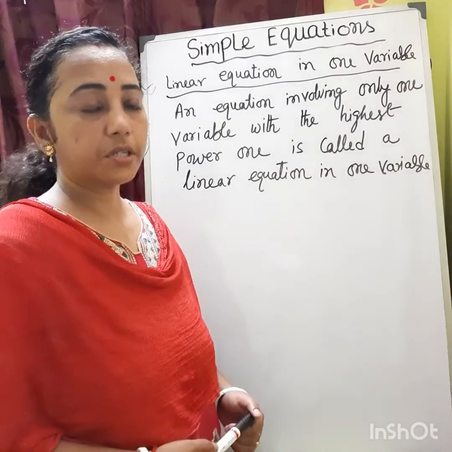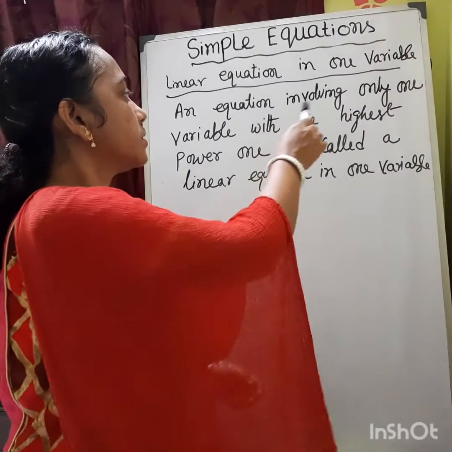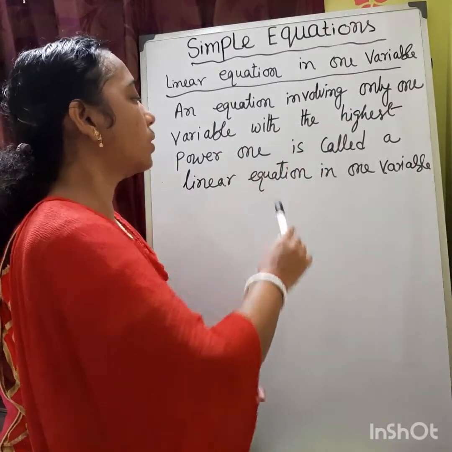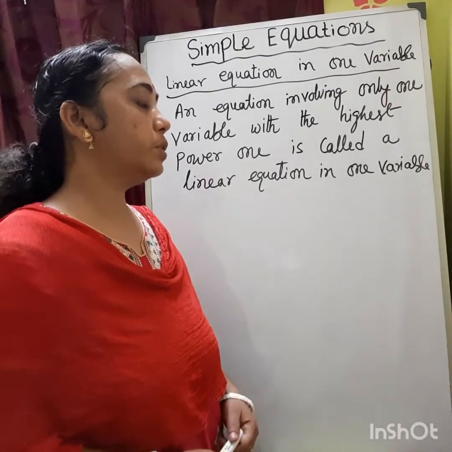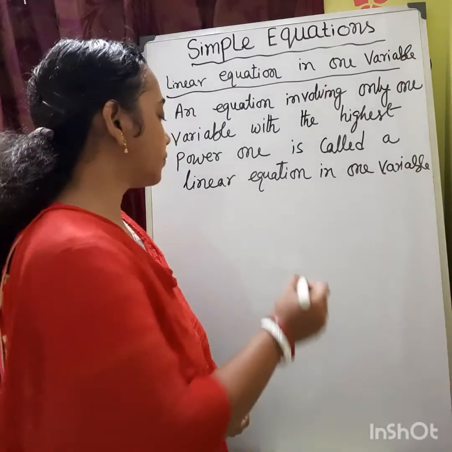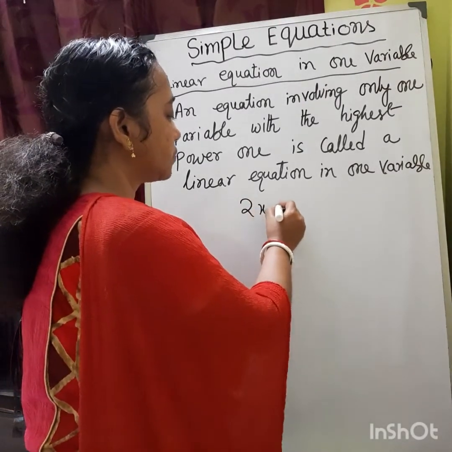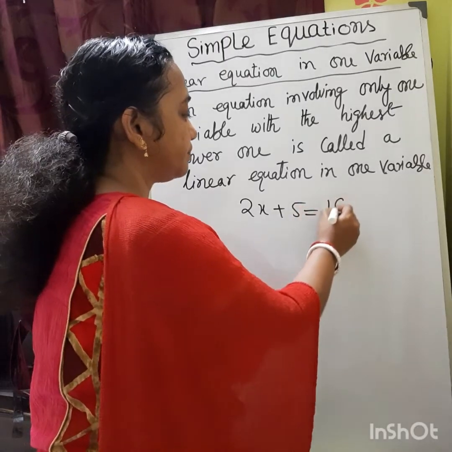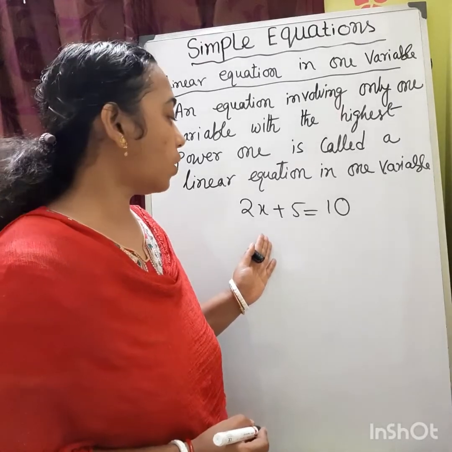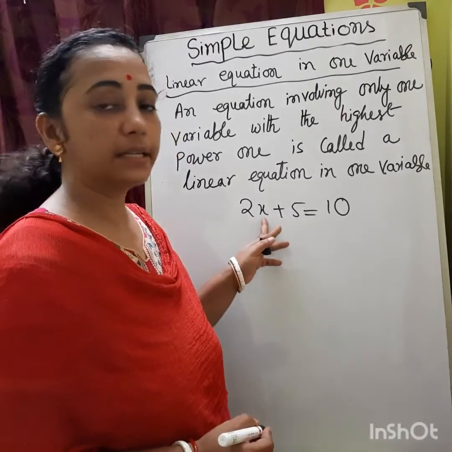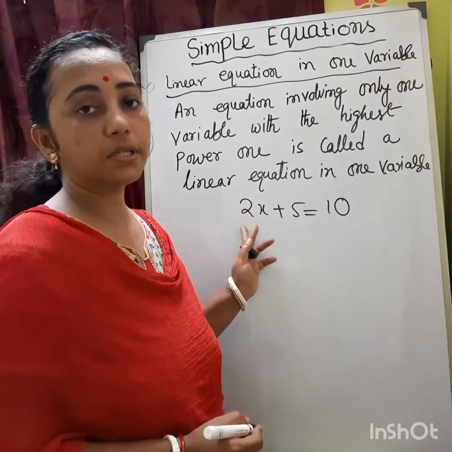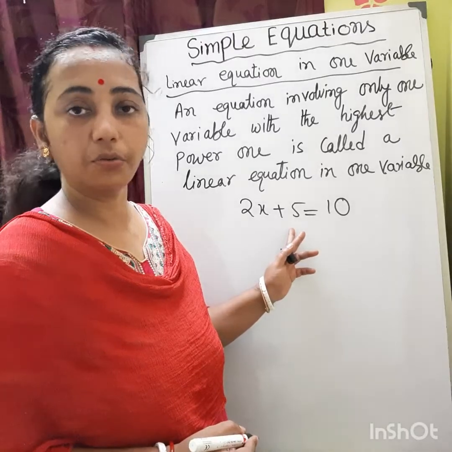So a linear equation in one variable, that is an equation involving only one variable with the highest power 1, is called a linear equation in one variable. We can also call it a simple equation. Let us take some examples. If we write 2x plus 5 is equal to 10, this is an example of a linear equation in one variable because here only one variable is present, that is x, and the highest power of the variable is 1.